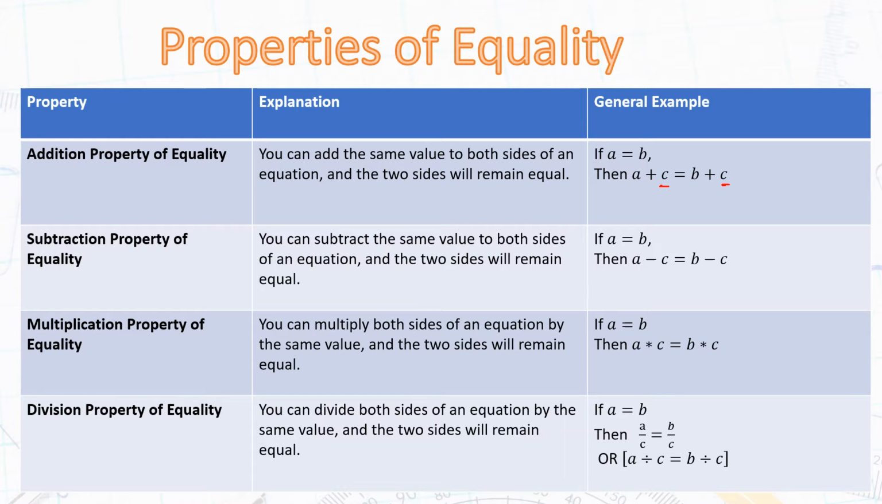Subtraction property works the exact same way, except if I take away the same value from both sides of an equation, then the equation will still remain balanced and equal. It will still be a true statement, so I can subtract a C value from A and B if they are equal to start with.